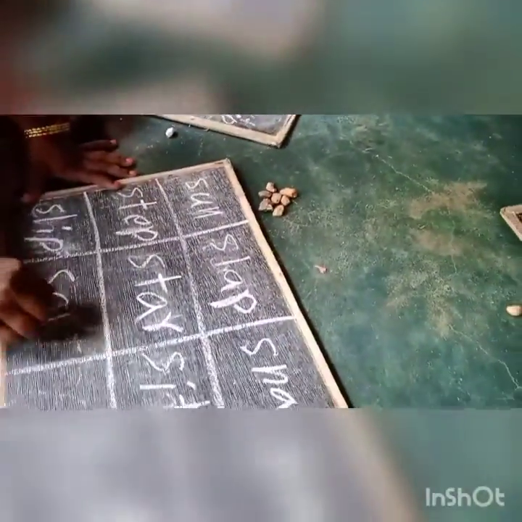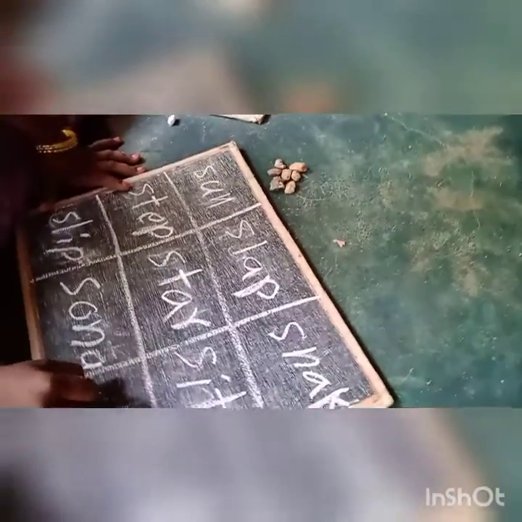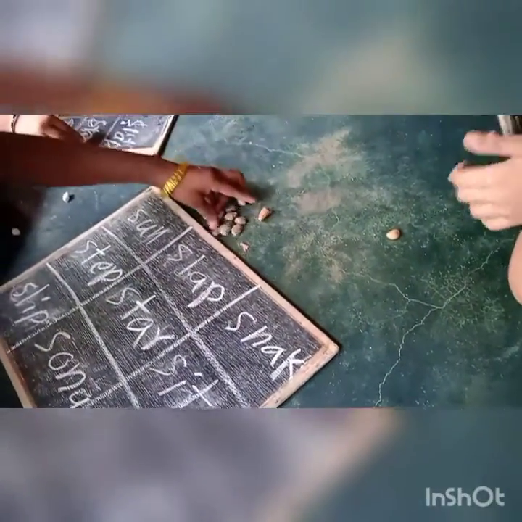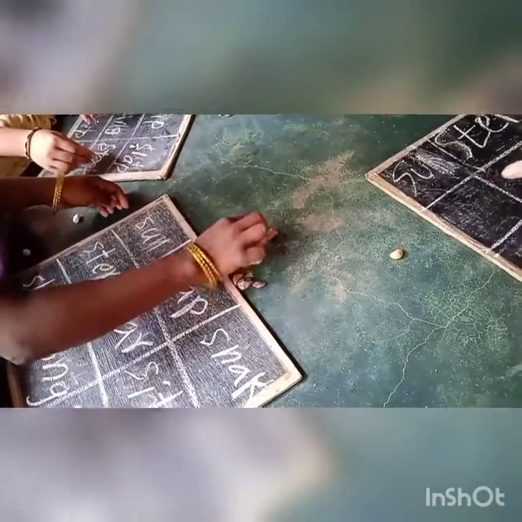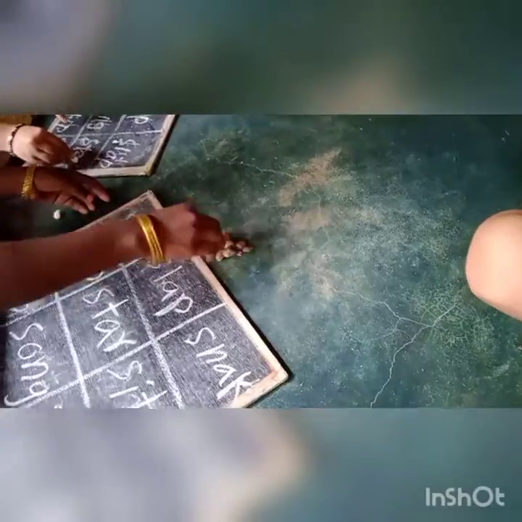How many children do you have for your class? Four. Viknesh, Tamil. Okay. How can I write them? Ready? I'll quickly write for you. Song. This is cheating.